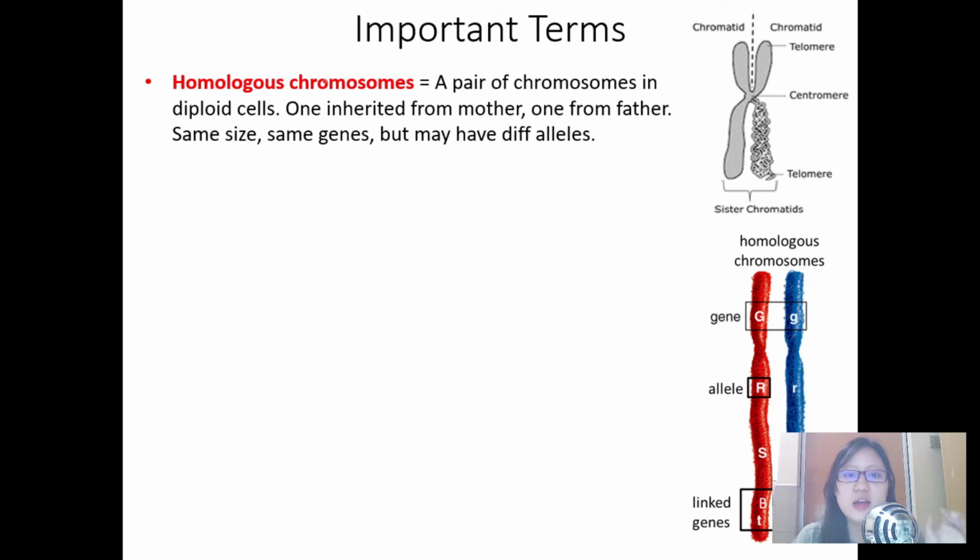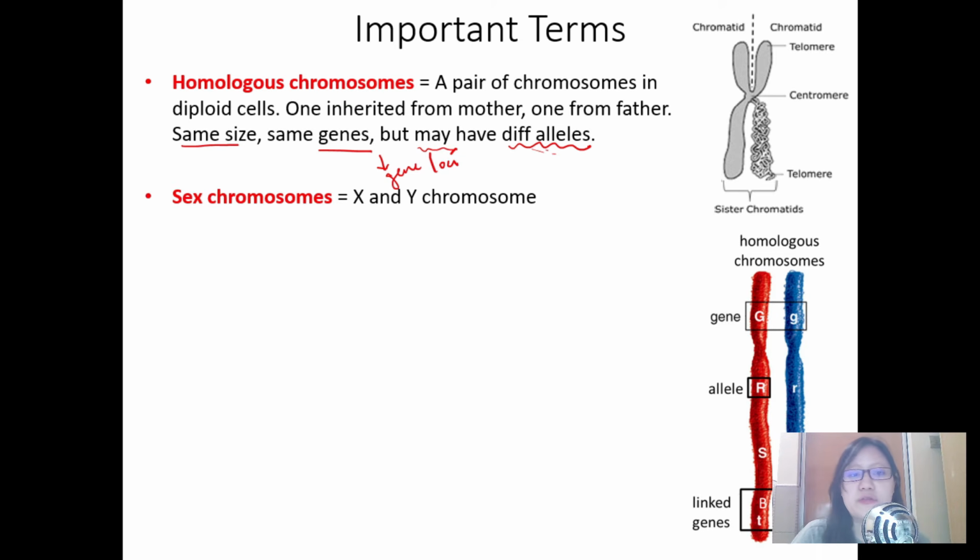You can tell that they are a pair by the size. They have the same size, they have the same genes. You can see GGRR, okay? They have the same gene loci. I'm going to write here, gene loci. Loci is a position, but they may have different alleles. So this is big G, this might be a small g, or it could be the same as well. So they may have different alleles. It's not for certain. Now, that's homologous chromosomes.